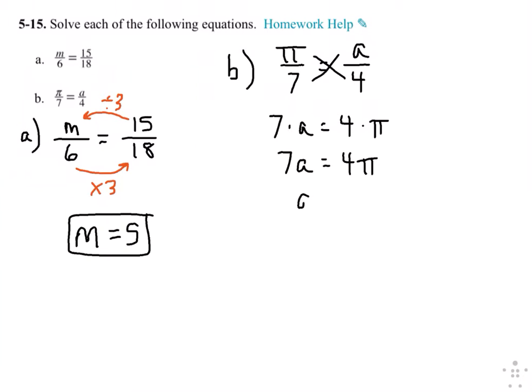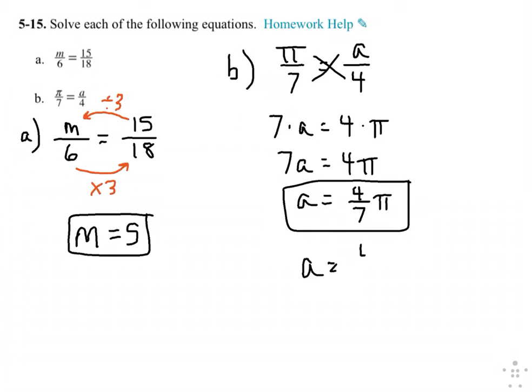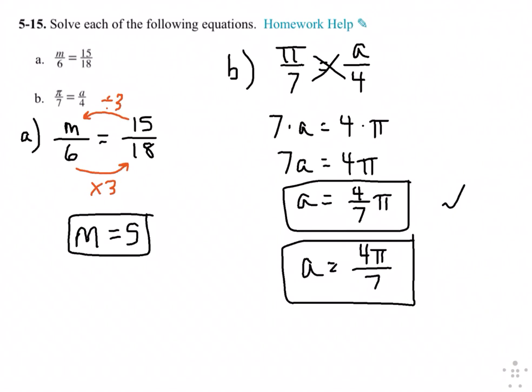And divide by 7, and I get a equals 4/7 pi, right? Or if you want, you could write it as a equals 4 pi over 7. Either one of those, they're equivalent ways of writing the same thing.